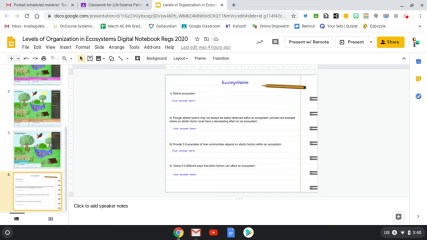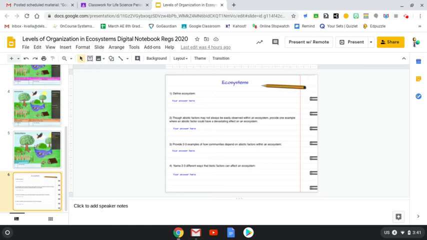And then the last slide is an overview slide. Okay, so this is kind of like your discussion questions that we would do if we were in a lab. So define an ecosystem. Though abiotic factors may not always be easily observed within the ecosystem, provide an example of an abiotic factor that could have a devastating effect on an ecosystem. Okay, so think about in nature, right? What is one abiotic factor that, if completely eliminated, would significantly impact that area?